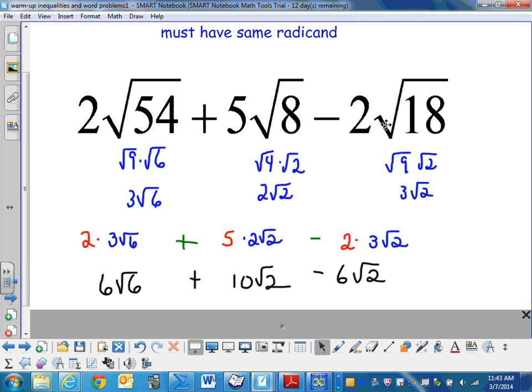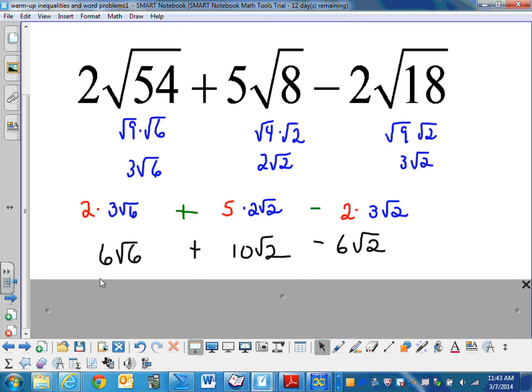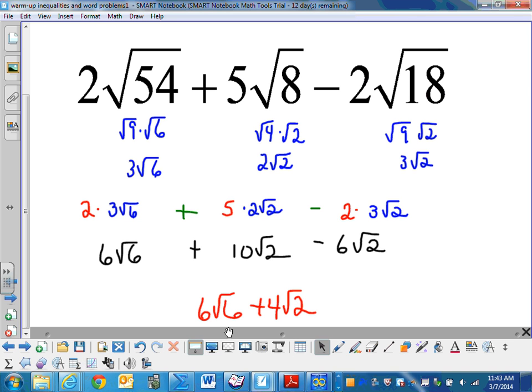And 2 square roots of 18 is the same as 2 times 3 square roots of 2, which is 6 square roots of 2. So now that we've simplified them, we see 2 of the 3 radicands have the same number, and they can be combined. We have a square root of 6 here, square root of 2, and a square root of 2. We can't do anything with the square root of 6, so we're just going to leave that as 6 square roots of 6.